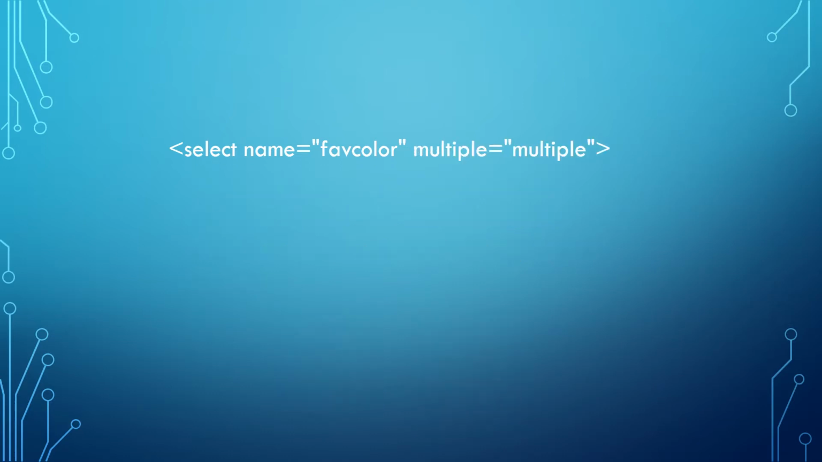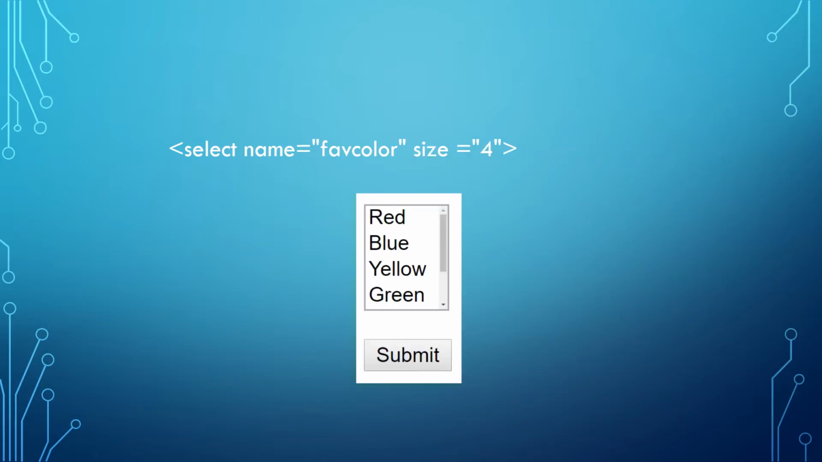If you want your users to be able to select more than one option from the drop-down menu, add the attribute multiple. If you have a long list, you may not want it going down so far down the page. You can specify how many options show at one time with the size attribute. This markup would show users 4 items at one time. If you have more options, there would be a scroll bar to view the rest.